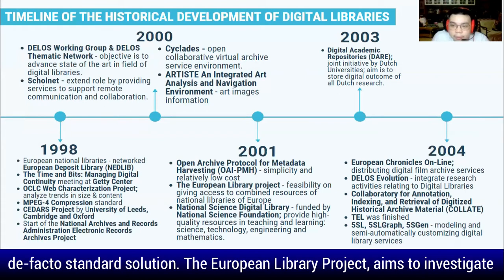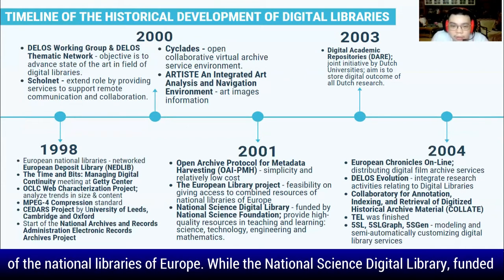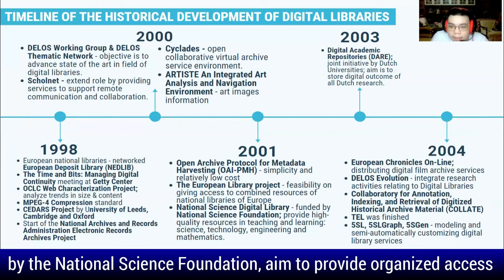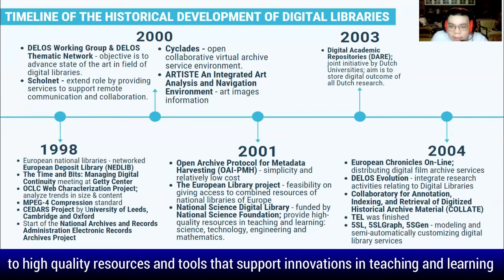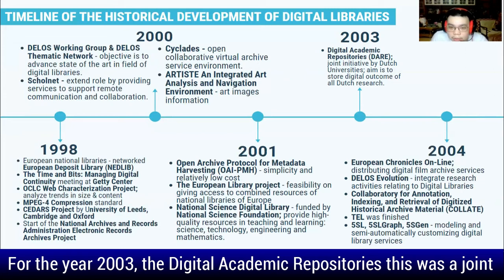The European Library Project aims to investigate the feasibility of establishing a new pan-European service which would ultimately give access to the combined resources of the national libraries of Europe, while the National Science Digital Library, funded by the National Science Foundation, aims to provide organized access to high-quality resources and tools that support innovations in teaching and learning at all levels of science, technology, engineering, and mathematics education for the year 2003.